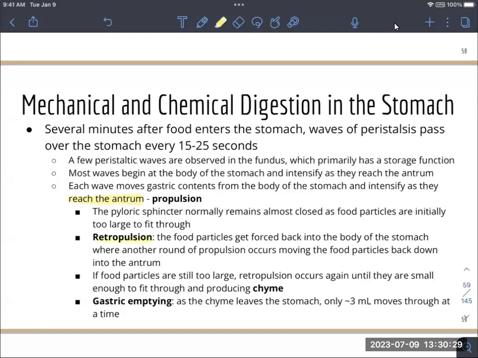This is where we have retropulsion. These food particles get pushed back into the body of the stomach. We were trying to break things down even further. And they keep going back through this retropulsion again and again until they are small enough to fit through that pyloric sphincter. And that is where they get that kind of liquidy kind of chyme. Our stomach only releases out about 3 milliliters worth of chyme at a time. So it releases out a very small quantity every time it releases something out of that pyloric sphincter at the bottom of the stomach.